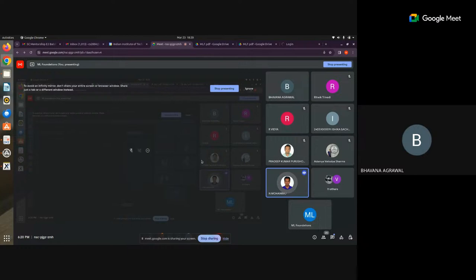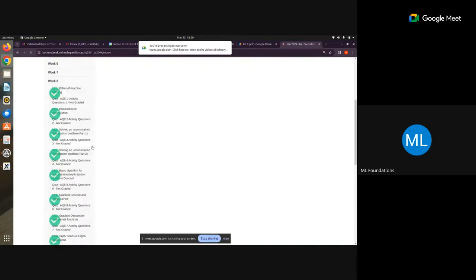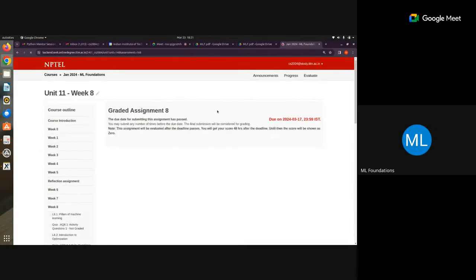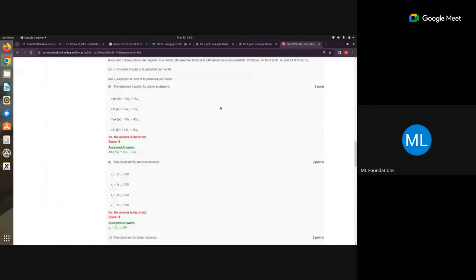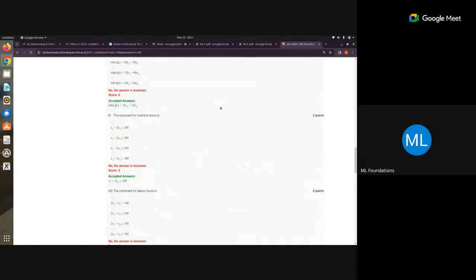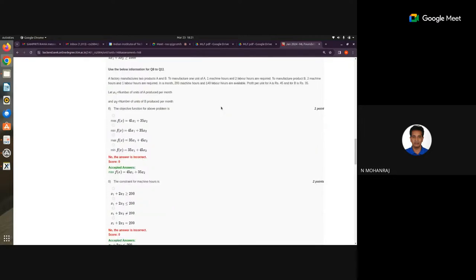Sir, graded assignment question. Week 8. Questions 9 and 10. Yes, I saw that. The constraint. This is very basic, no? No, actually, the ninth question says the answer is less than 200, right?